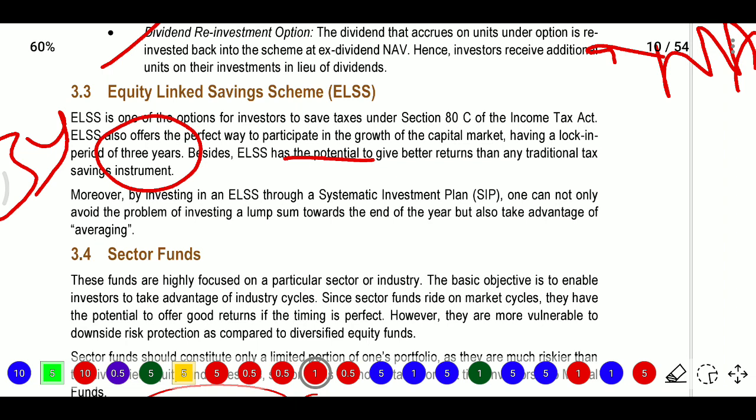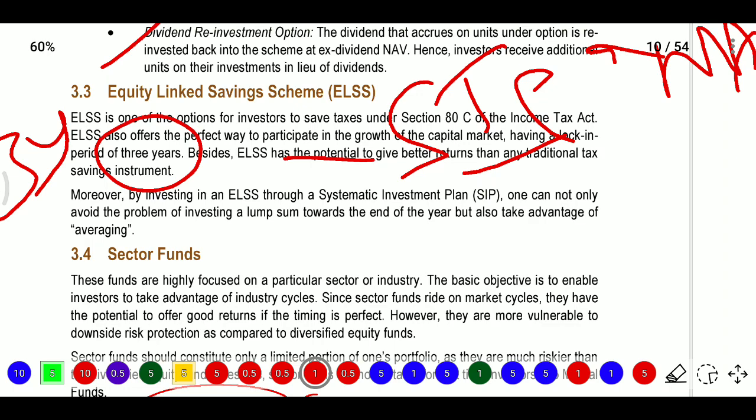Moreover, by investing in an ELS through a systematic investment plan, so here we have SIP, one can avoid the problems of investing a lump sum. If we have a salaried person, he gets a salary every month, but other than that he doesn't have a lump sum amount, so he is not able to invest a lump sum amount at a single time. But if he is capable of paying on a monthly basis, then it is better to go for the SIP, the systematic investment plan.